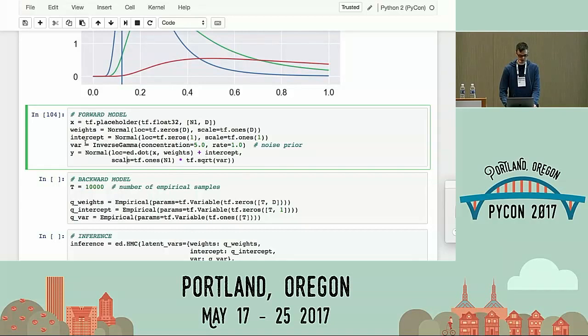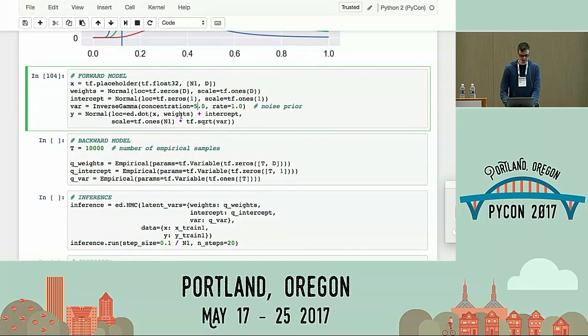So I only do one thing, and this is what statisticians do. If they have an inverse gamma, they usually then take the square root of it, because this describes the variance, and this describes the standard error, and they're related by squares. So that means if you have the variance, you have to take the square root. And this is done here with tf.sqrt.